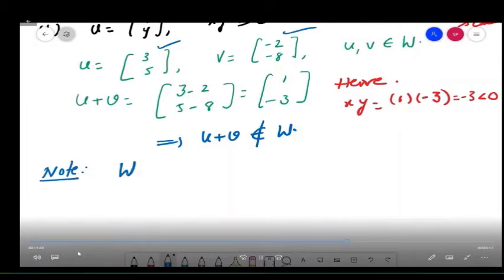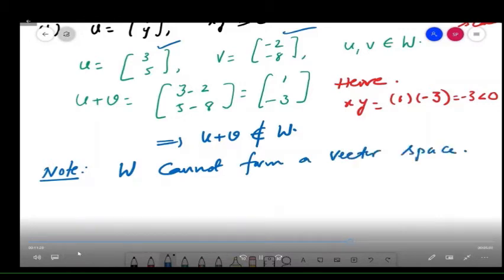So what is the note we have here? W cannot form a vector space with the given operations. It's not asked in the question, but we are just checking under what conditions a given set cannot be a vector space.